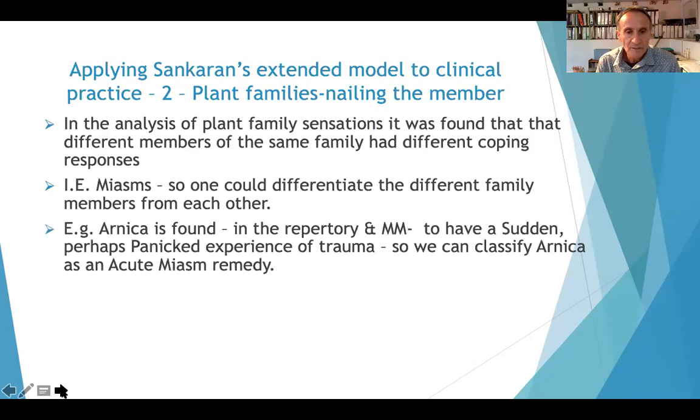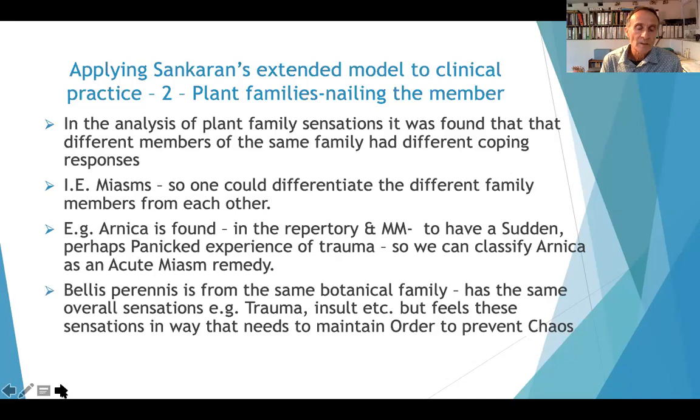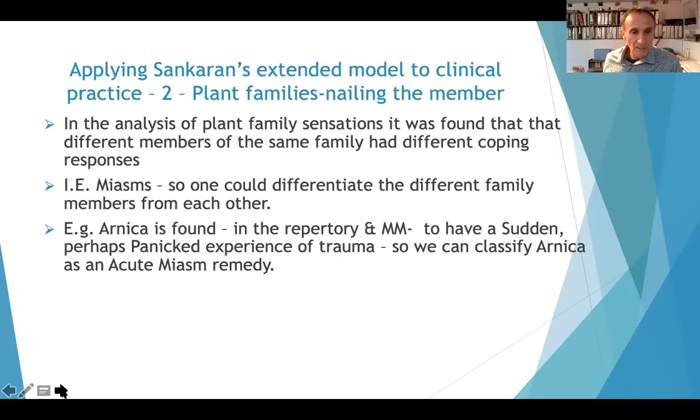So arnica is found in the repertory and Materia Medica to have a sudden, perhaps panicked experience of trauma, and on that basis arnica was classified as an acute miasm remedy. So if we had a case where there's injury, trauma, insult, and the person describes a lot of suddenness, a lot of panicked feeling with it, then it points us towards arnica. It differentiates us from Bellis perennis, Taraxacum, Eupatorium, other members of the family.